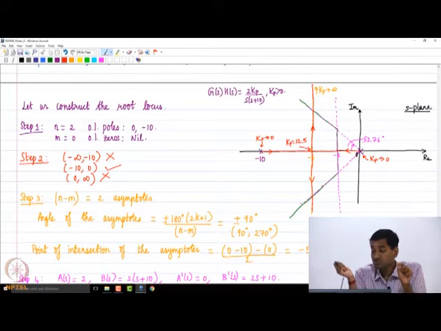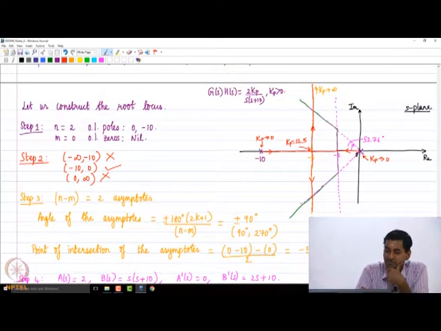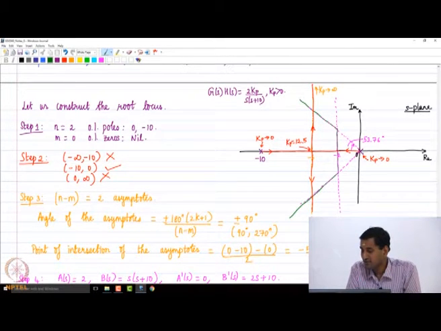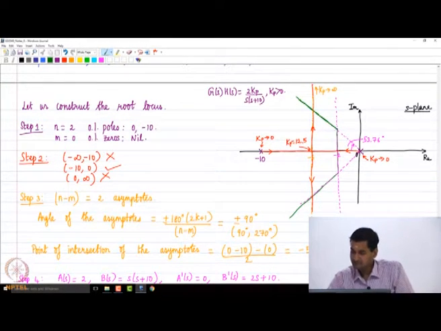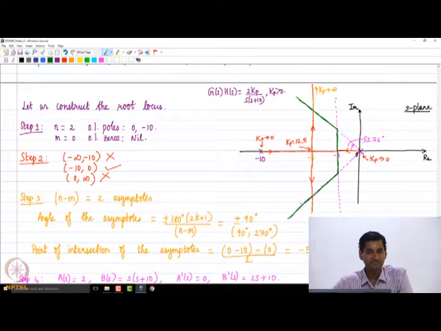Now we want closed loop performance, right? So the question is, for what range of Kp would both branches lie in that open trapezoidal region? That's the question we need to ask ourselves. So how can I determine that? See, where is the open trapezoidal region? Let me redraw it, highlight it in green once again. So it is this, right? For what values of Kp would the two branches lie within this region? How do I find it?